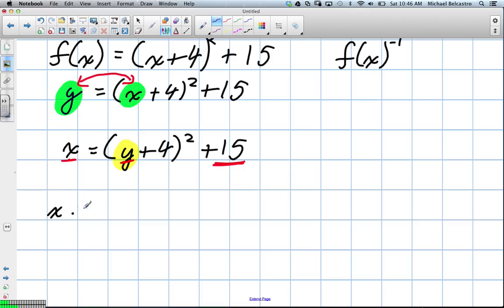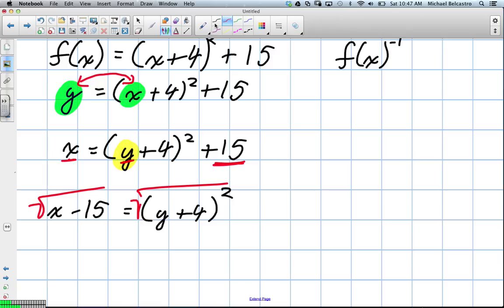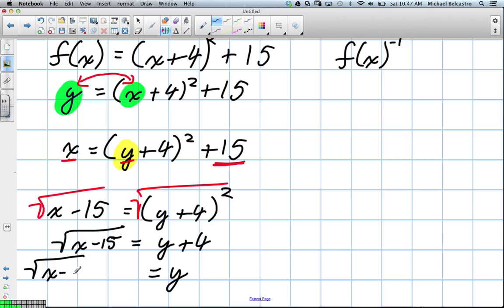So we're left with x subtract 15 is equal to y plus 4 squared. Okay. Now I need to get rid of that squared, so the operation is to square root both sides. And you guys have dealt with root functions before? Yeah, okay. So the root of x minus 15 is equal to y plus 4. And the last step here is to really just move that 4 to the other side. We have the root of x minus 15 plus 4.